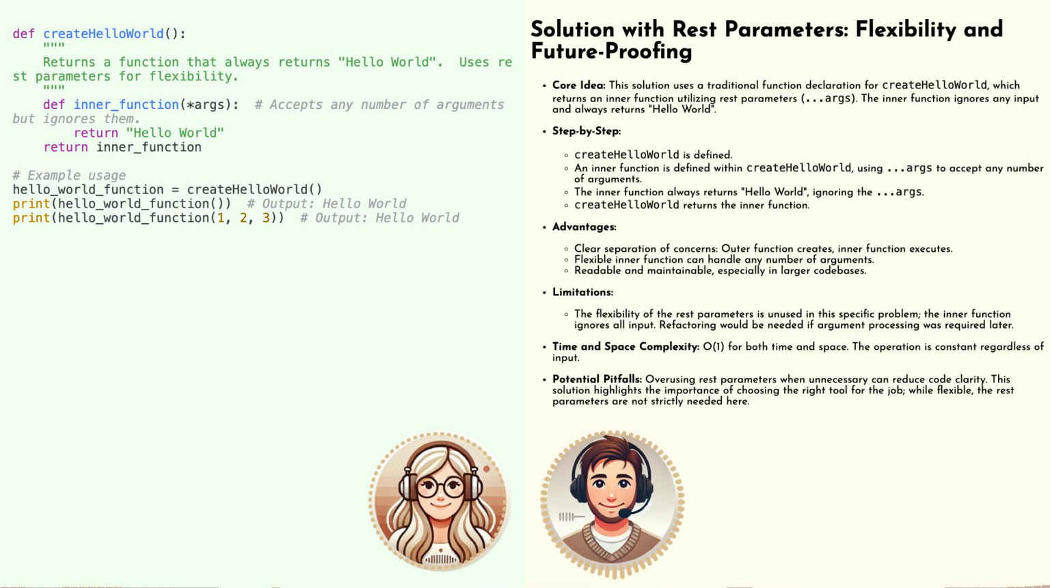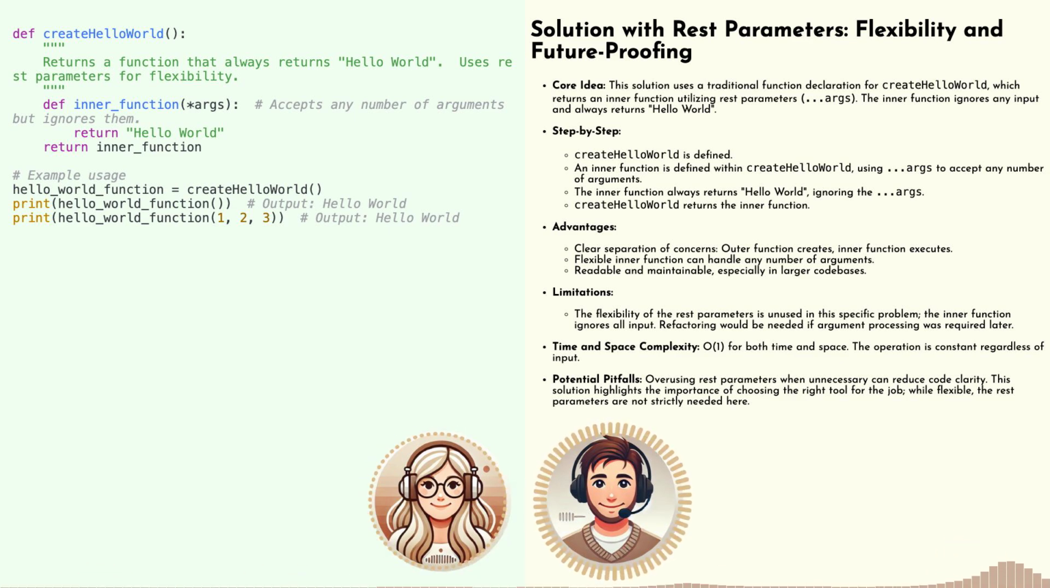Now, can you walk us through the structure of this solution? How does it differ from the previous two that we just discussed? So imagine you're building a robot. The outer function, our trusty create hello world, is in charge of assembling the basic framework, right? Then it equips the robot with this special tool, the inner function. This inner function is defined using the good old-fashioned function keyword. Armed with those REST parameters, it simply announces hello world whenever activated.